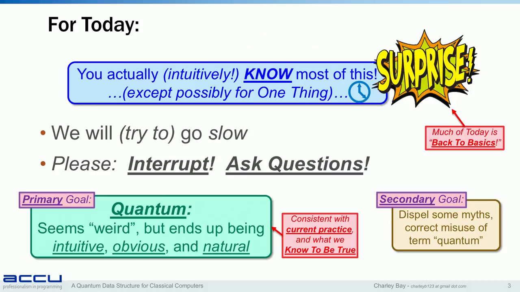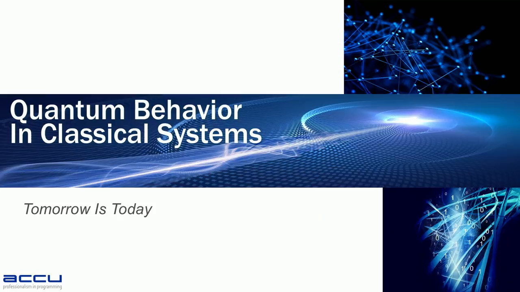Ultimately, this ends up being very consistent with today's best practice, today's current practice. There's not actually a lot of new stuff when you talk about a quantum data structure. When you get new quantum hardware, a lot of things change. But if you do it on a classical computer, everything you do is very similar to what you're doing now. So, quantum behavior. This is C++.